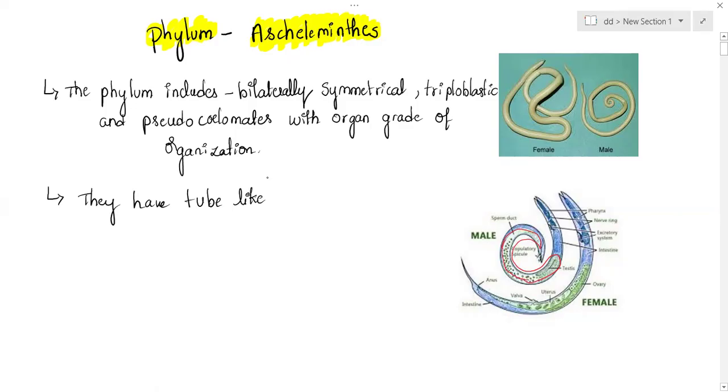Okay. So what do we call this? Protostomic evolution. This is called the protostomic evolutionary line. So this is one point.